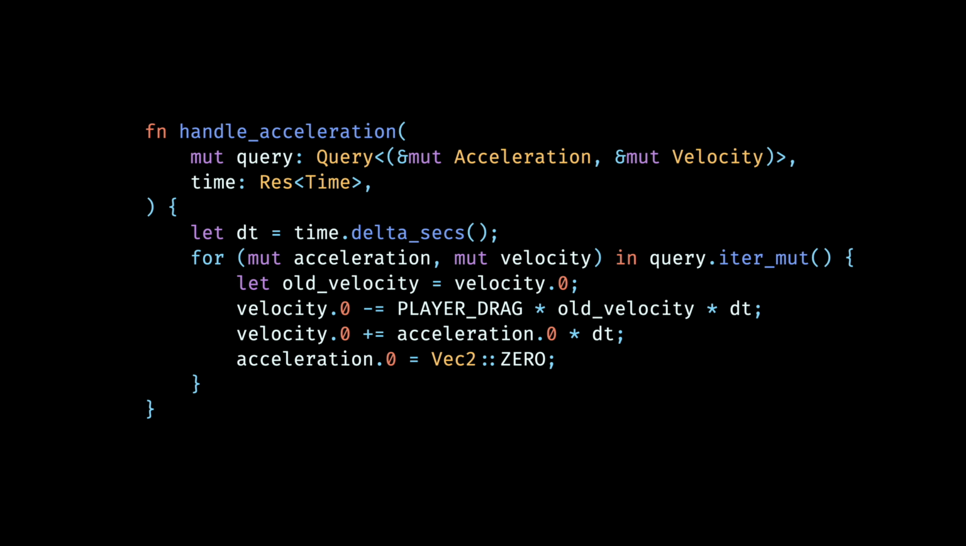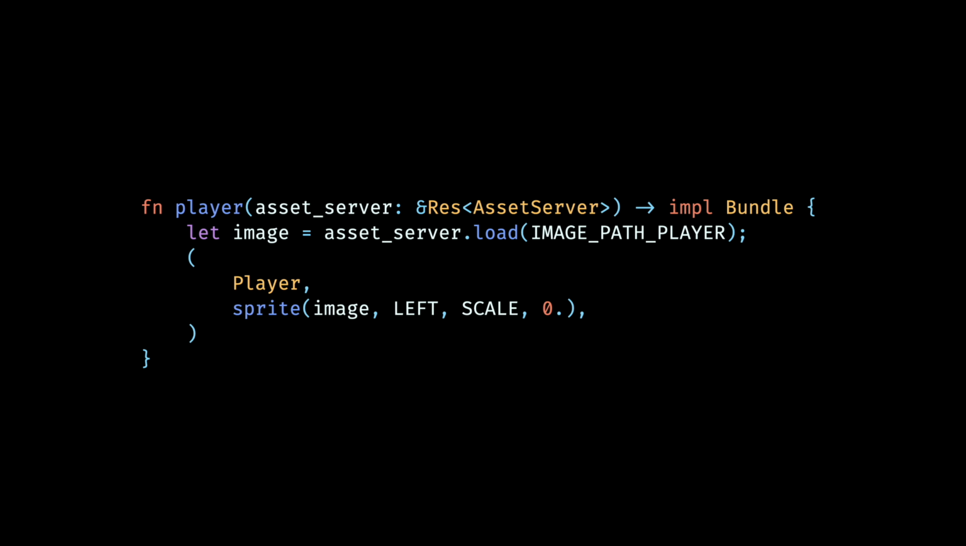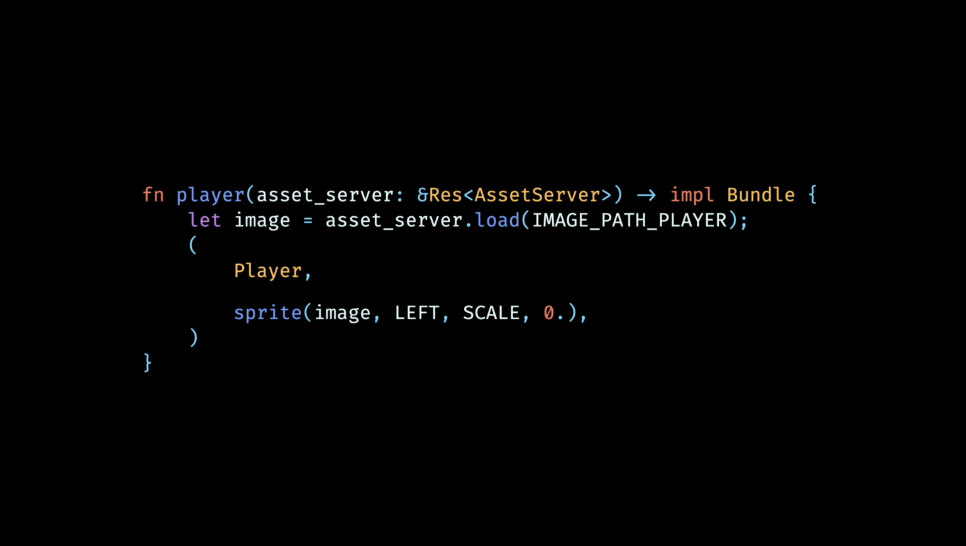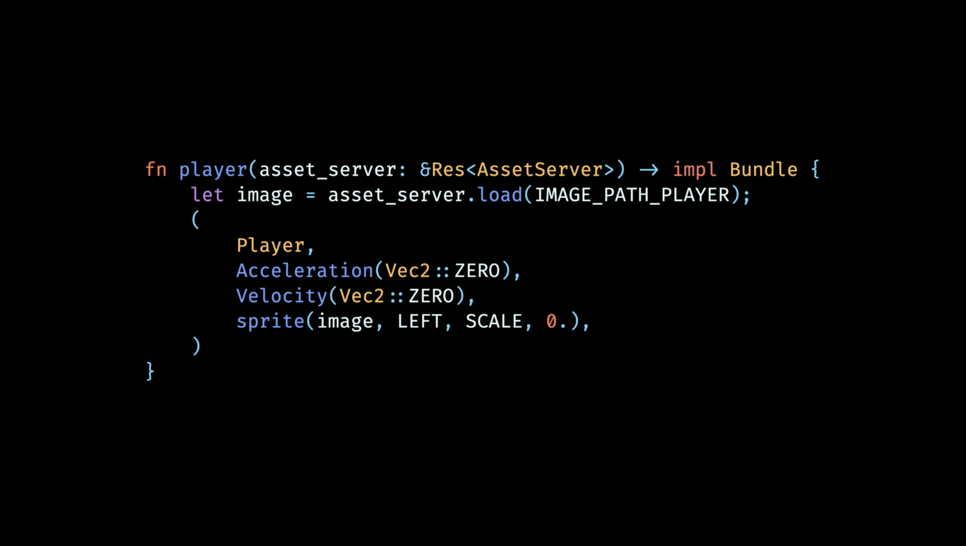Once we have reduced our velocity, we now increase it by applying an instantaneous acceleration for the given time delta. We make sure that this acceleration is only applied once by setting the acceleration to 0 afterwards. Now in our player entity bundle, we add the velocity and acceleration components with initial 0 values.